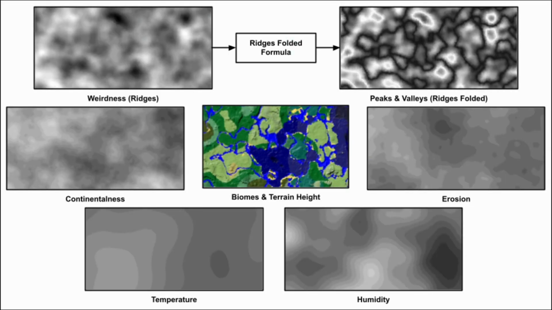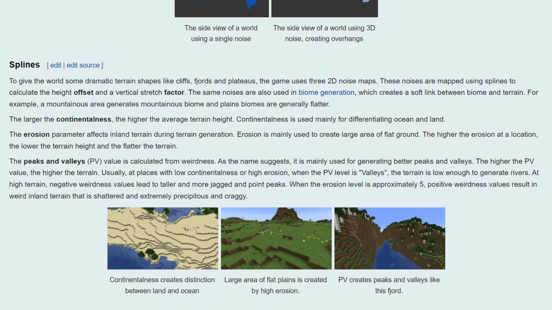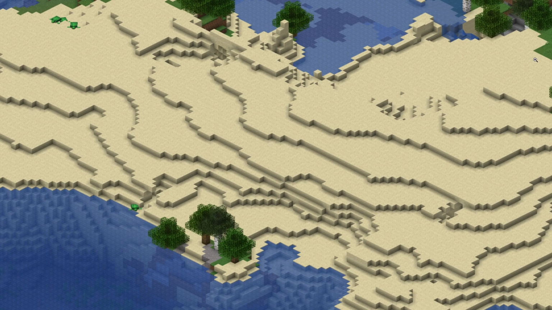Now this screen shows the noise maps used in world generation. We got weirdness, continentalness, temperature, humidity, erosion, peaks and valleys. Now Minecraft only uses 3 of these for terrain generation. So for continentalness, the larger the continentalness, the higher the average terrain. Continentalness is used mainly for differentiating ocean and land.